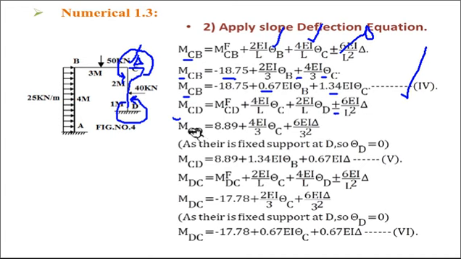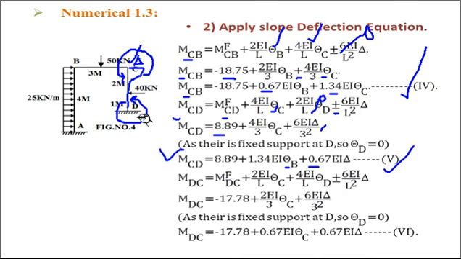Okay, so our equation MCD is equal to MFCD, which is 8.89. Now here D is a fixed support, so theta D will be 0. So plus 4EI by 3 into theta C. Now this theta D is 0, and here you have to take plus 6EI by 3 square into delta. By simplifying, MCD is equal to 8.89 plus 1.34 EI theta C plus 0.67 EI delta. This one is equation number 5.